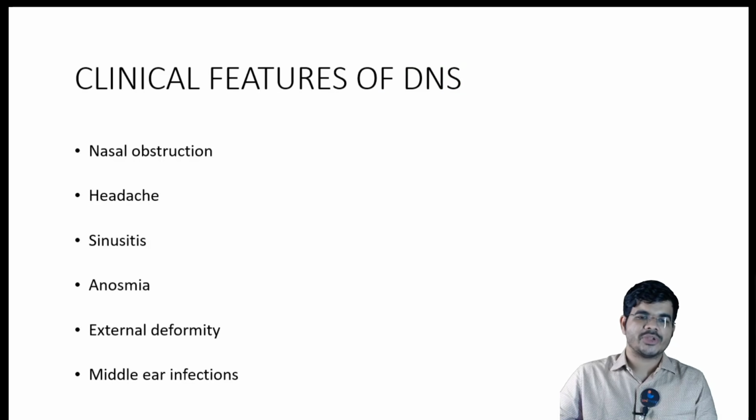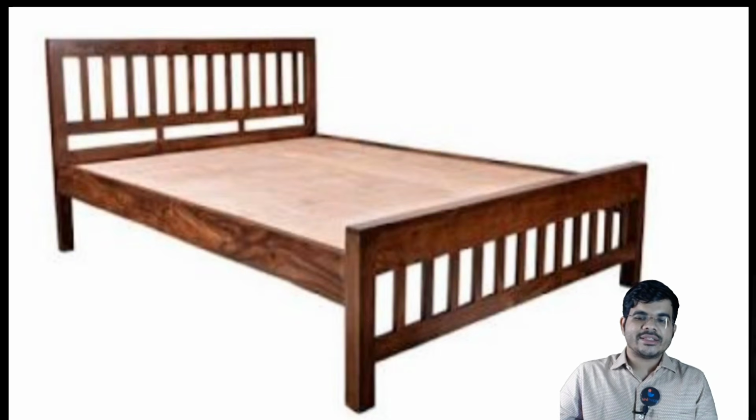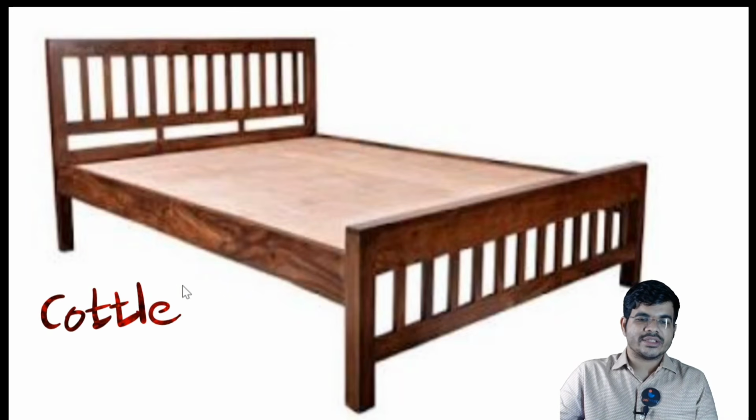Okay, so these are the various clinical features of DNS. So there could be nasal obstruction, headache, sinusitis, anosmia, external deformity. Okay, due to deviated nasal septum, there can be external deformity as well, and so sometimes patient will require rhinoplasty along with septoplasty. Okay, so what are the tests that have to be done for a patient suspected to have deviated nasal septum? You have to do Cottle's test. Okay, this is a coat, right? This is a coat, so you have to do a Cottle's test.